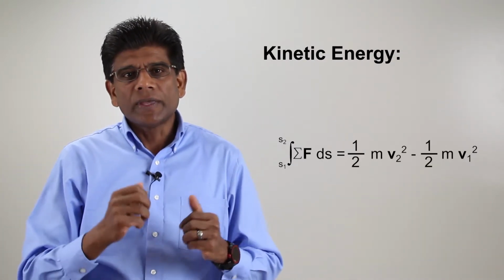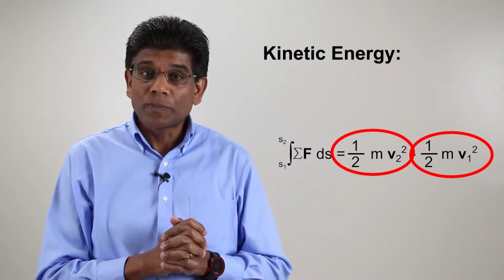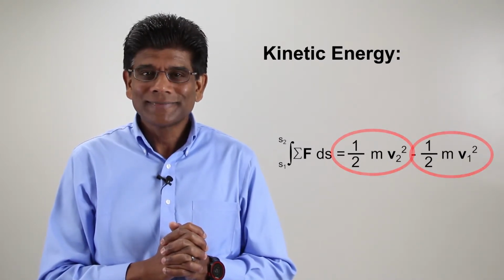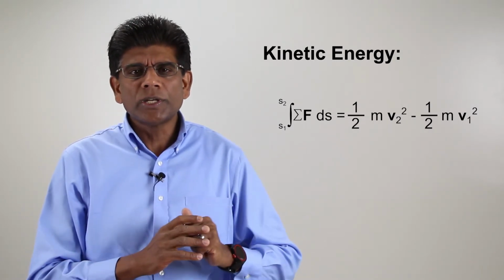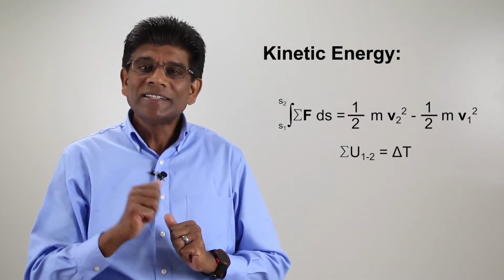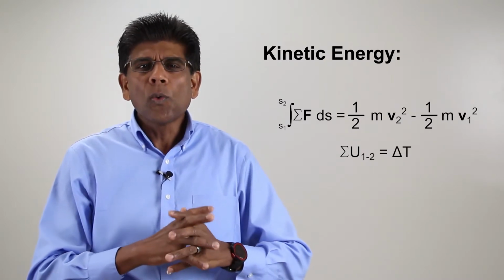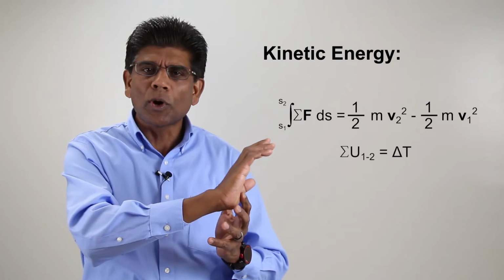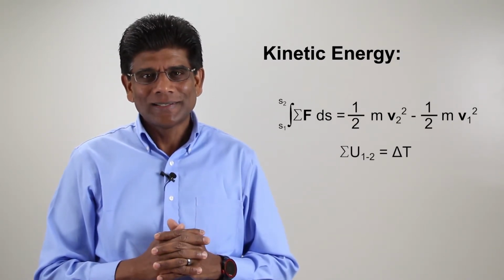The right-hand side of the expression contains both final and initial kinetic energy of the particle, which shows the change in kinetic energy. For simplicity, we can denote the left-hand side with the notation U sub 1 to 2 and the right-hand side with delta T. We can now read this equation as: work done by all the forces as the particle moves from point 1 to point 2 is equal to the change in kinetic energy.